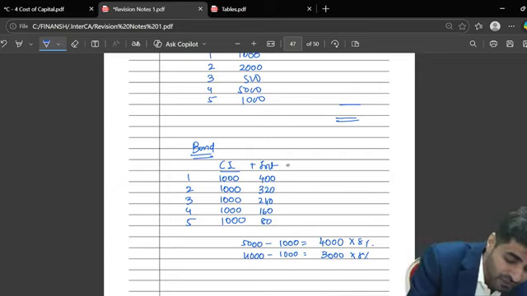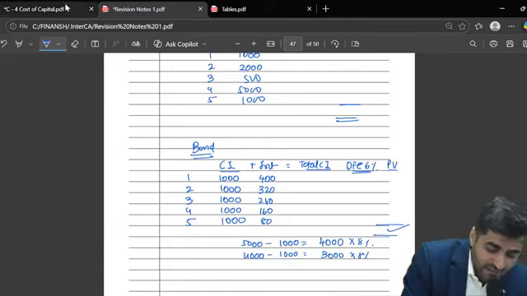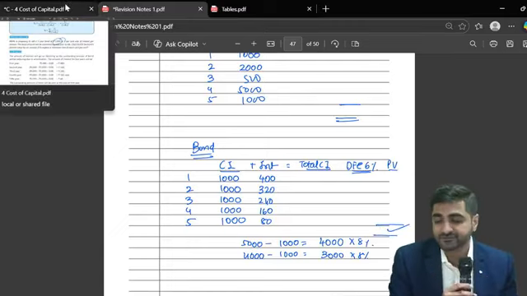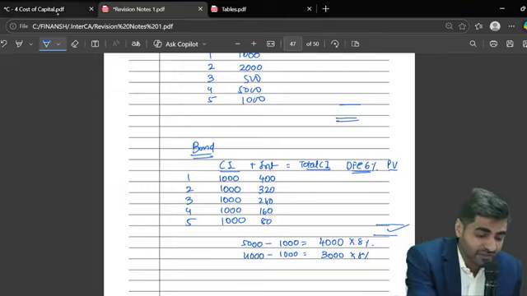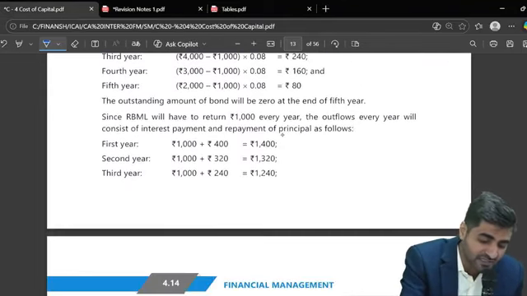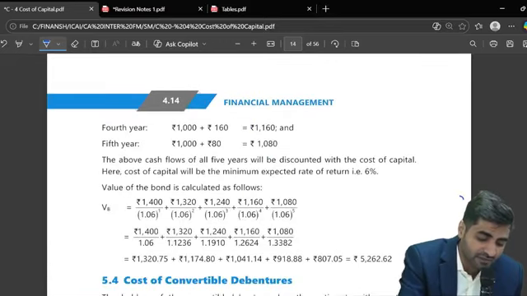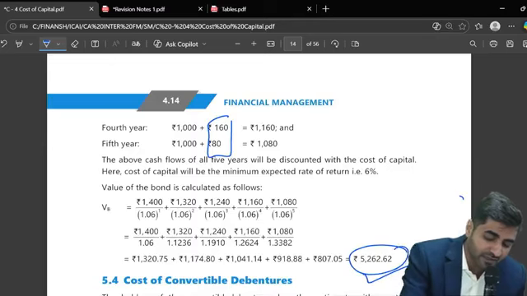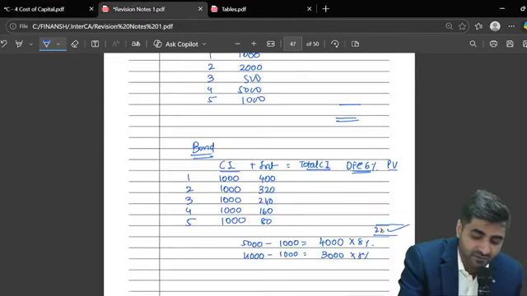So are these going to be your series of cash inflows? And now this total cash inflows, I can discount at what the investor is expecting, a 6% rate. Can I say I'll be getting the present value, and this present value is nothing but the value of the bond? Understood this? So how do you calculate the value of the bond? All these series of cash flows, just check 1,400, 1,300, etc. If you discount it at 6% rate, finally you'll be getting this value, which is 5262.